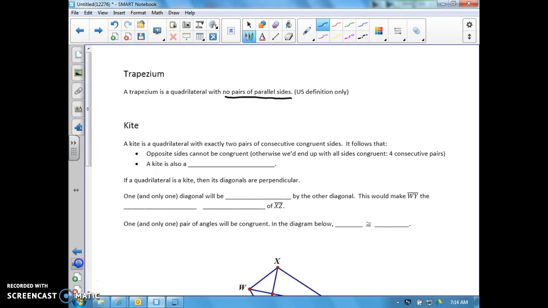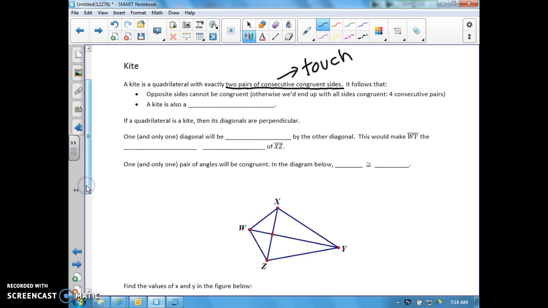All right, so a kite is a special kind of trapezium, and it is a quadrilateral with exactly 2 pairs of consecutive congruent sides. Now, consecutive in a quadrilateral means 2 pairs of sides that touch that are congruent. So, looking down at my picture here, WX would be congruent to WZ. They touch, and XY is congruent to ZY.